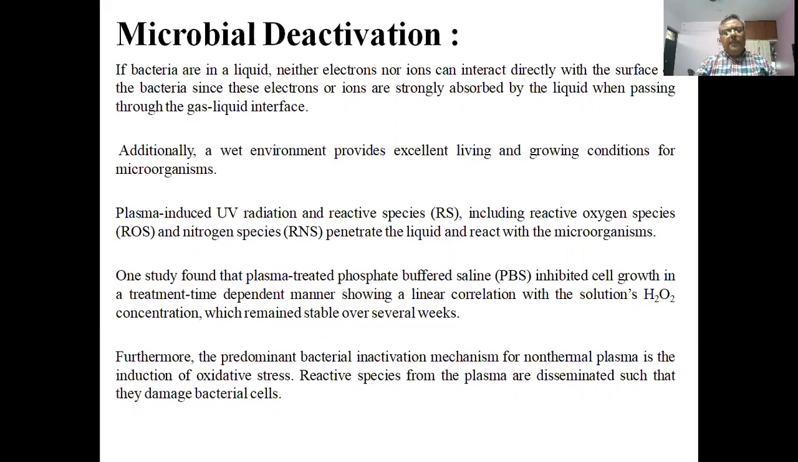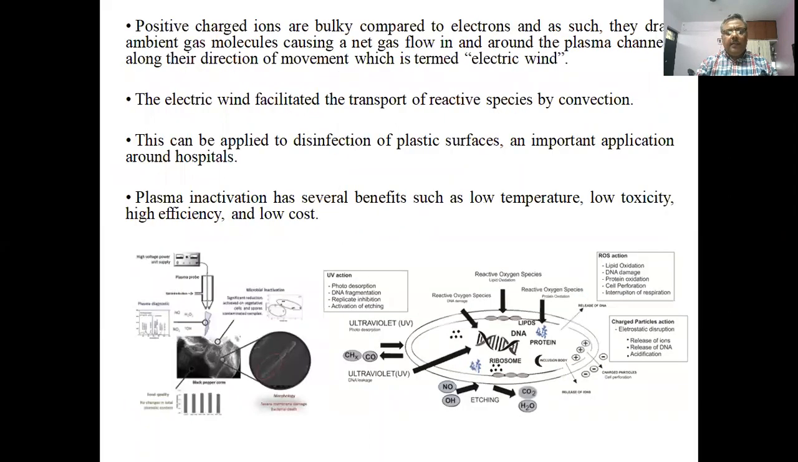Furthermore, the predominant bacterial inactivation mechanism for non-thermal plasma is the induction of oxidative stress. Reactive species from the plasma are disseminated such that they damage bacterial cells. The positively charged ions are bulky compared to electrons, and as such, they drag ambient gas molecules, causing a net gas flow in and around the plasma channels along their direction of movement, which is termed electric wind. The electric wind facilitates the transport of the reactive species by convection.